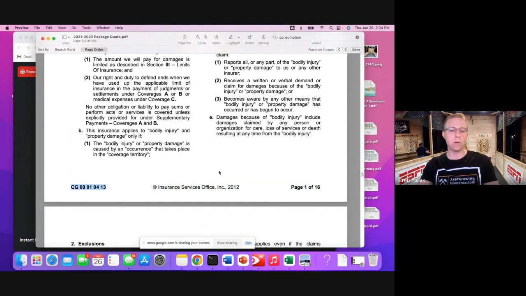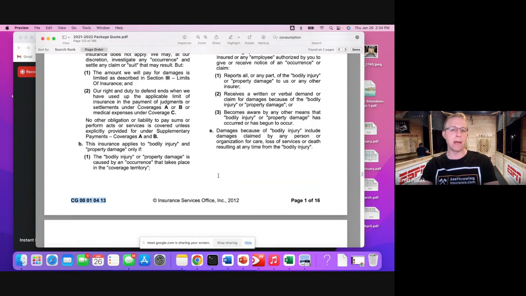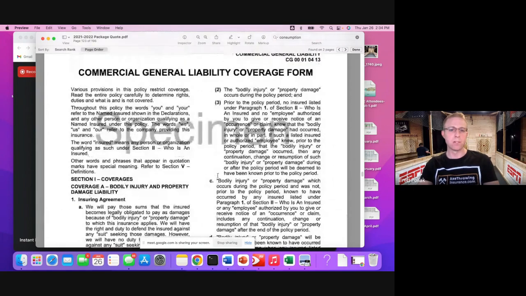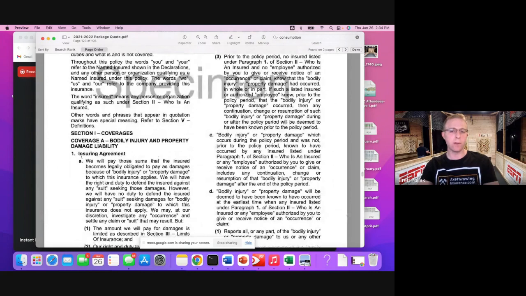There are insurance companies that will make up their own insurance policies. And in my opinion, that is extremely dangerous because you do not know what words they change. So let's read just a few parts of it. Insuring agreement. We will pay those sums that the insured becomes legally obligated to pay as damages because of bodily injury or property damage to which this insurance applies.